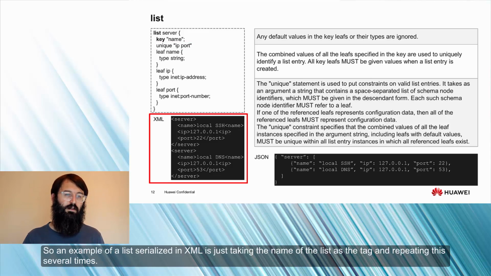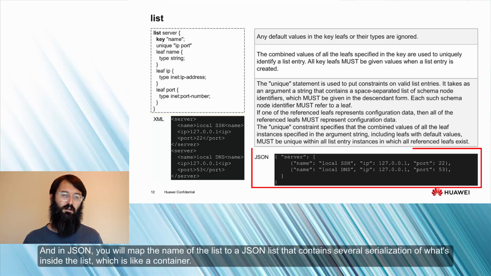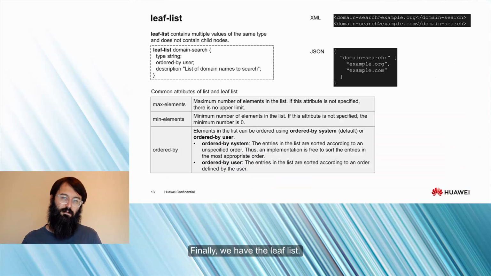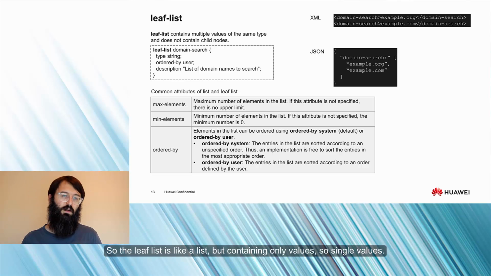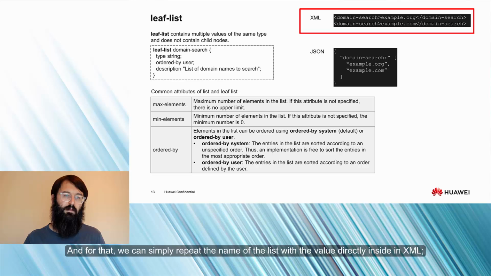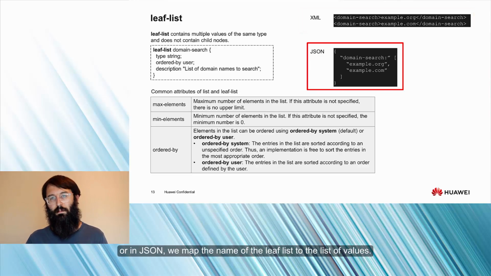So an example of list serialized in XML is just taking the name of the list as the tag and repeating this several times, and in JSON you will map the name of the list to a JSON list that contains several serializations of what's inside the list, which is like a container. Finally, we have the leaf list. So the leaf list is like a list but containing only values, so single values. And for that we can simply repeat the name of the list with the value directly inside in XML, or in JSON we map the name of the leaf list to a list of values.